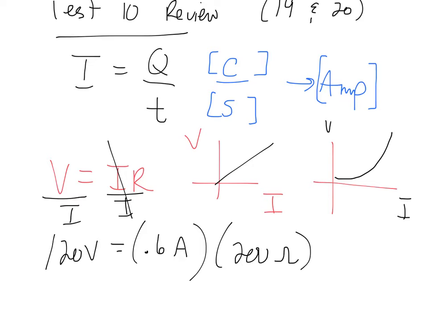More cross-sectional area, less resistance. Think about it. Smaller cross-sectional area means there's more collisions. It's like squeezing water through a smaller area. You're going to have a lot more collisions. It's going to slow down the flow. Smaller cross section, more resistance. So smaller is more resistance.